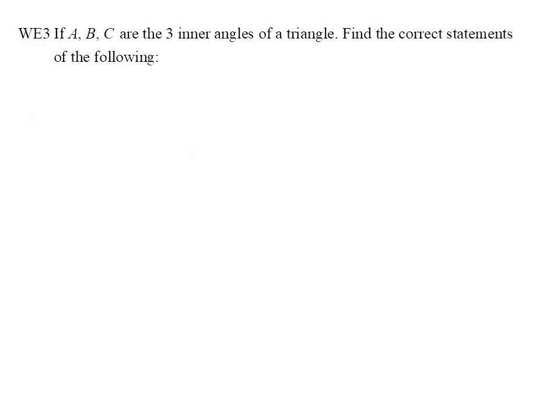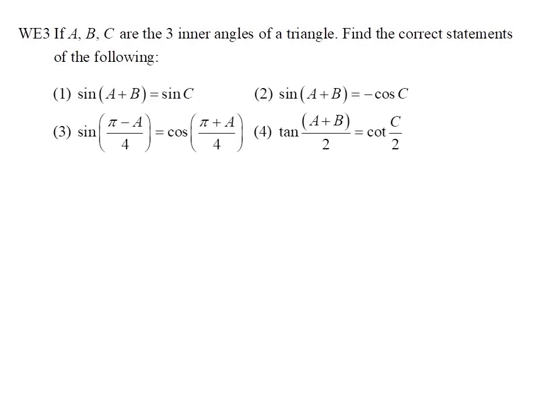In example 3, A, B, and C are the three inner angles of a triangle in radians. The question is to determine whether the following four statements are correct. As for the first statement, since sine (A plus B) equals sine (pi minus C), which equals sine C, the first statement is correct.